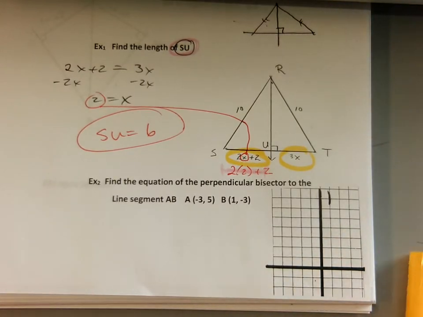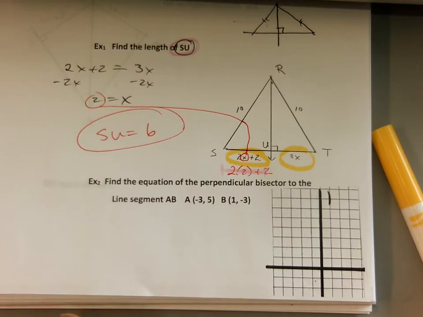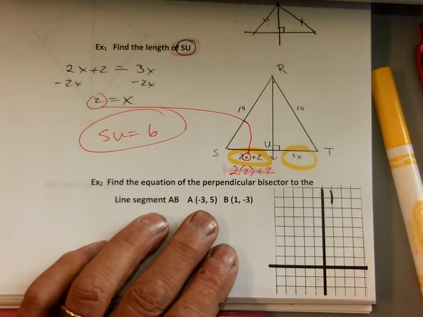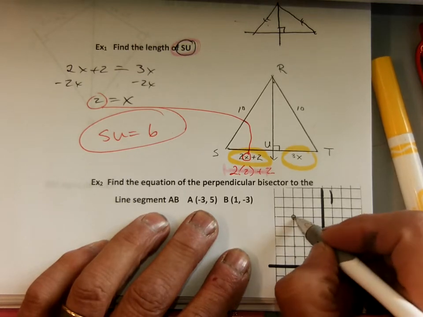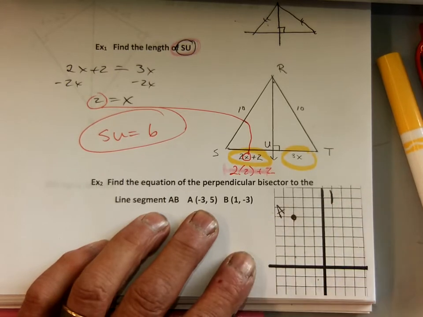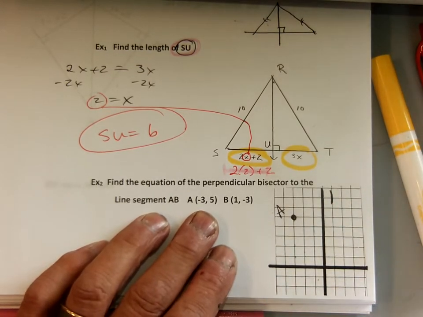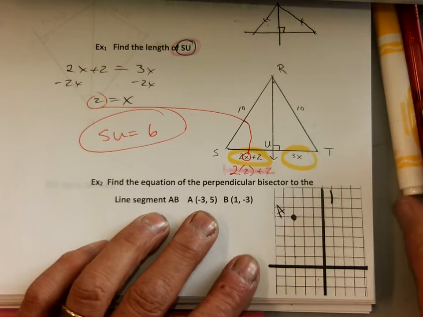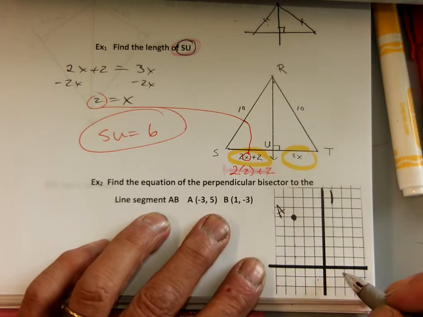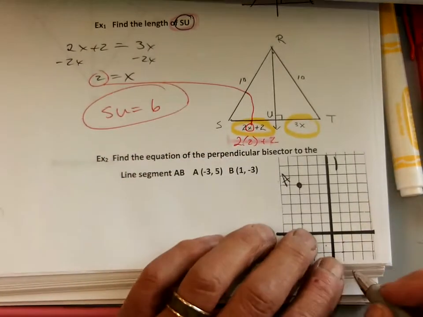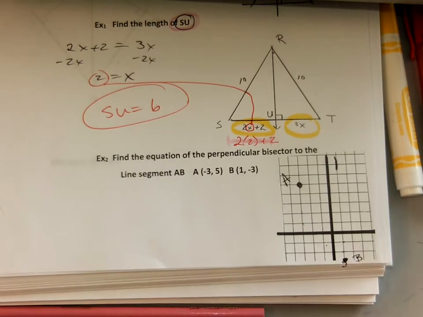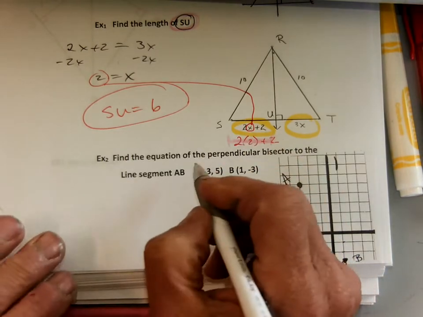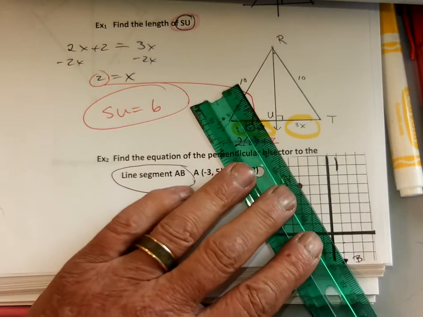Okay, perpendicular bisector. Let's see what that means. So let's first graph (-3, 5). Okay, right there. There's A. Again, if I get going too fast, I'm trying to pace it, please ask the substitute to pause the video and you can get caught up. Then (1, -3): 1, 2, 3. There's a squeeze it way down here. B. B is way down here, okay? All right, so let's find the equation of the perpendicular bisector to line segment AB. Okay, let's draw line segment AB. I'm just going to draw that in.